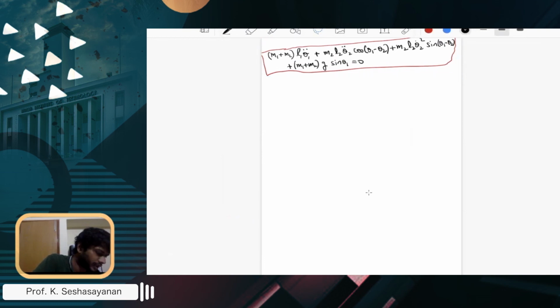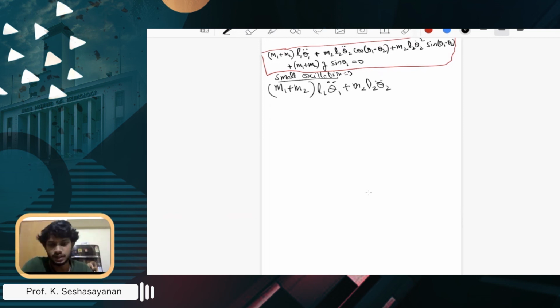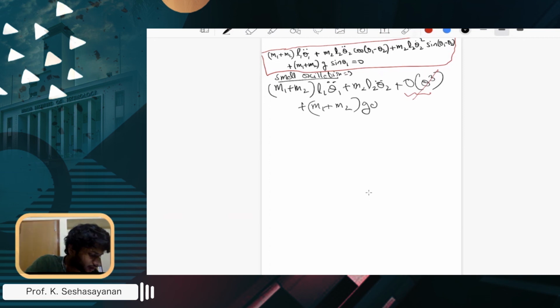So this is the first equation. When we do this small oscillation limit, we get (m1 plus m2) times L1 theta 1 double dot. In the second term we get m2 L2 theta 2 double dot, and cos of (theta 1 minus theta 2) is approximately 1. The third term is theta 2 dot squared and sine of (theta 1 minus theta 2). So this is of the order of theta cubed, which is typically a small parameter, so we'll neglect this, plus (m1 plus m2) times g theta 1 equal to 0.